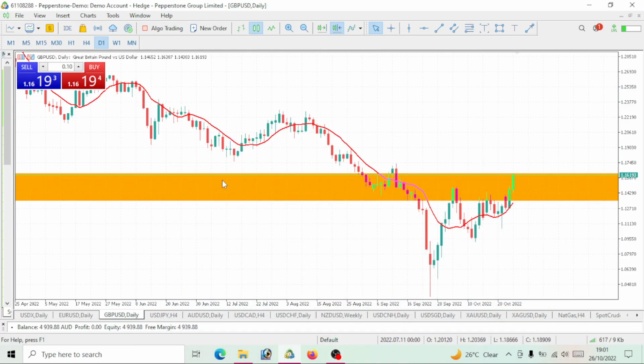Now let's take a look at our GBP USD. We would want to see where the price will be moving for the next day.